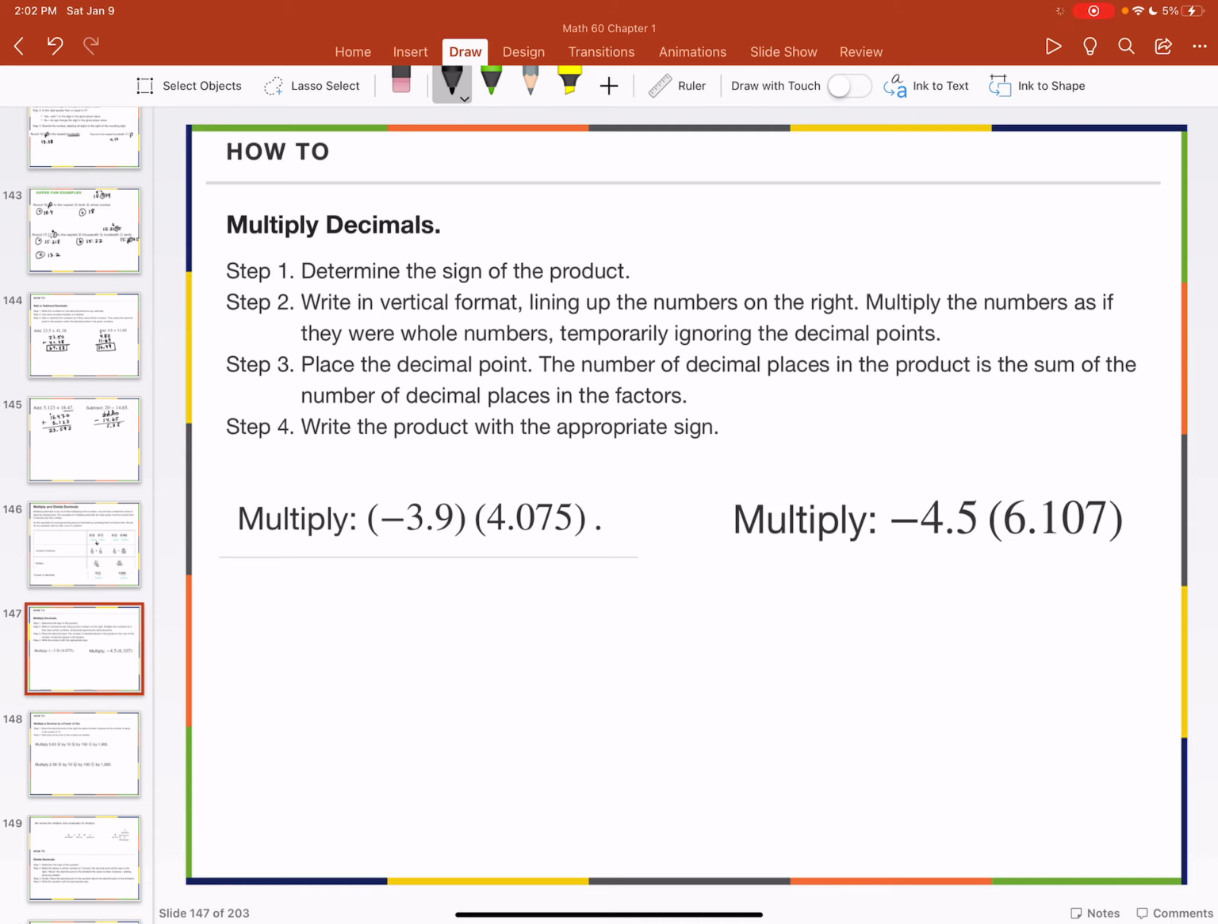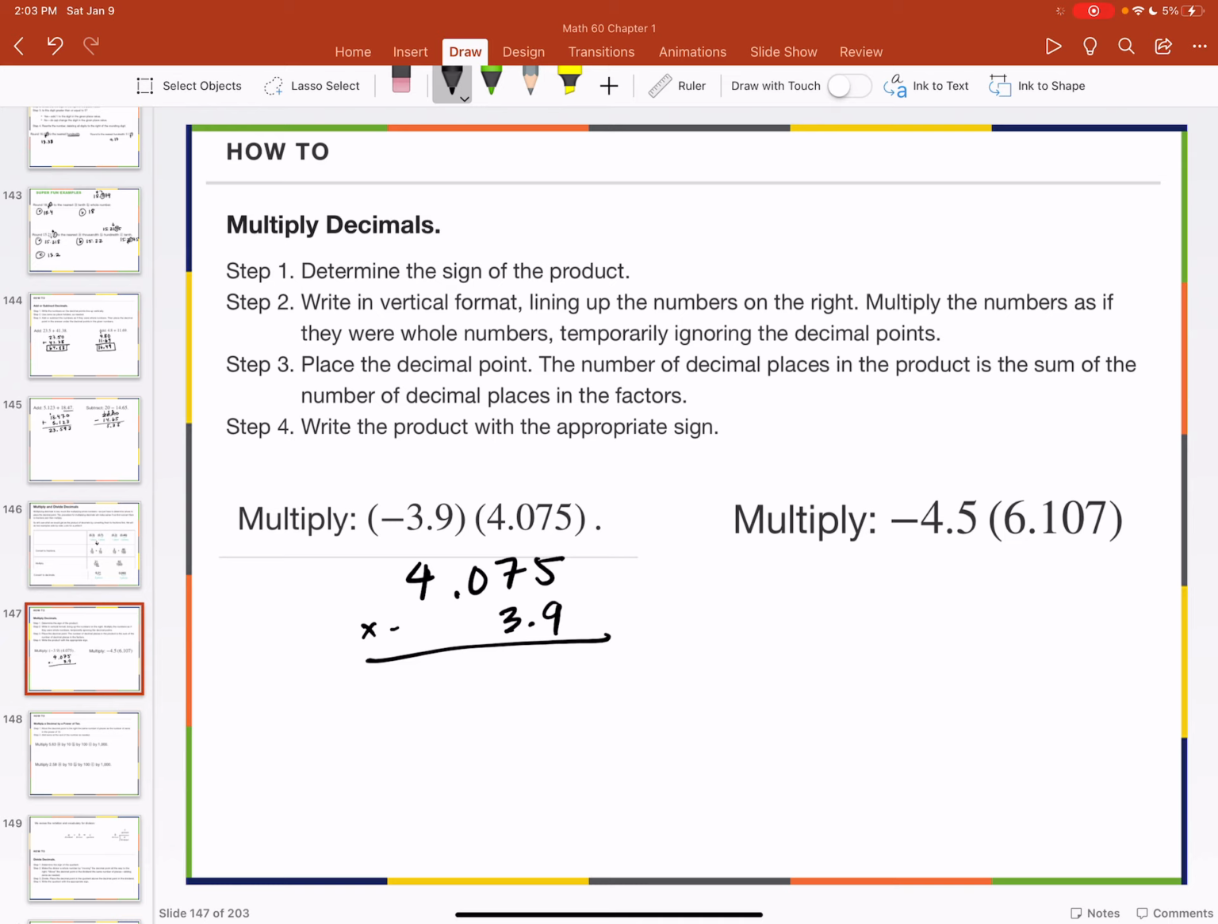Another thing you could say, well, can't you just use your calculator? Yes, of course. Negative 3.9. So see how it's different? I don't line up the decimals. But let's just go ahead and do this.